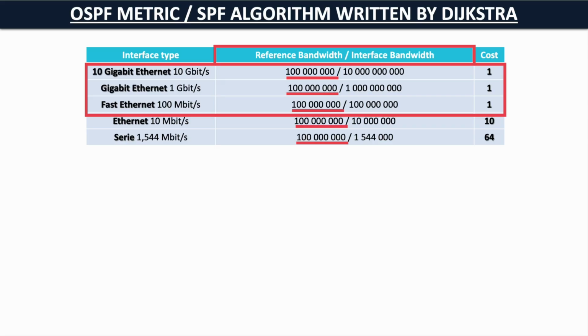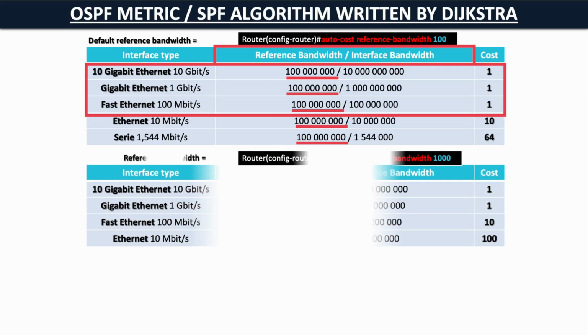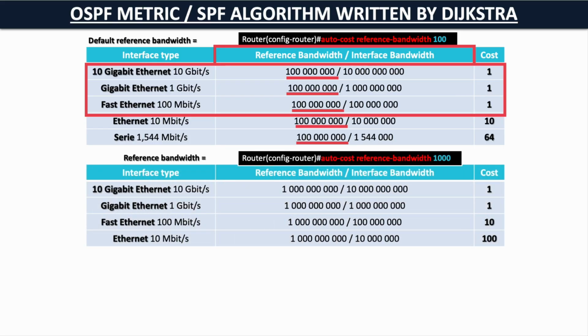Since the default reference bandwidth is set to 100 megabits, which corresponds to 100 million bits, all links above 100 megabits will have a cost of 1. In fact, this is because this rule was made at the time when links greater than 10 megabits did not exist and were considered as exploitable only in the distant future. But today, 100 megabit links are very common, and very soon, 100 gigabit links will be the most widespread.